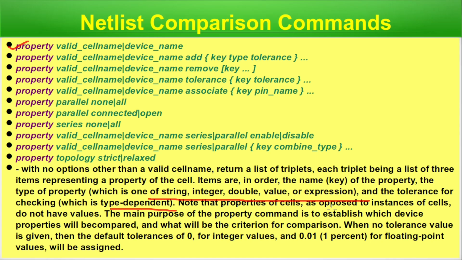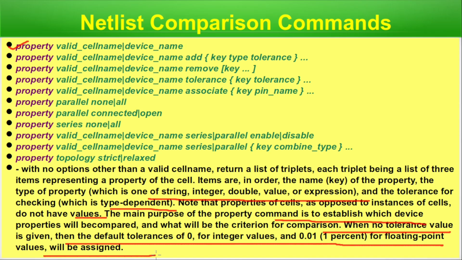Note that properties of cells, as opposed to instances of cells, do not have values. The main purpose of the property command is to establish which device properties will be compared and what the criteria for comparison will be. When no tolerance value is given, then default tolerances of 0 for integer values and 0.1 or 1% for floating point values will be assigned. So there is a set of property commands also, and we will see them in later examples. We will use them in later episodes and understand how it works. Once the LVS run is done and we go through the report file, we will understand the theory we have discussed here.